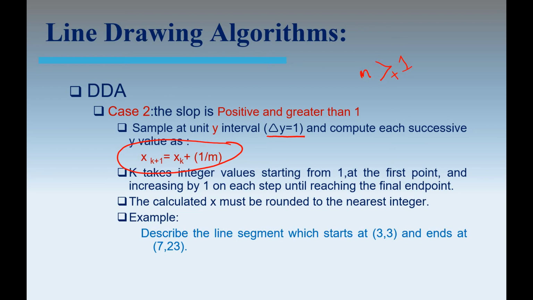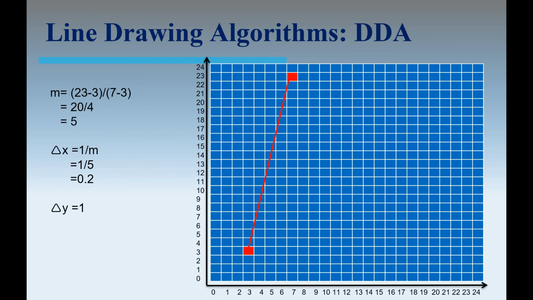k takes integer values starting from 1 at the first point and increasing by 1 on each step until reaching the final endpoint. The calculated x must be rounded to the nearest integer. Example: describe the line segment which starts at 3,3 and ends at 7,23. This particular line starts at 3 on the x-axis and 3 on the y-axis, and ends at 7 on the x-axis and 23 on the y-axis.